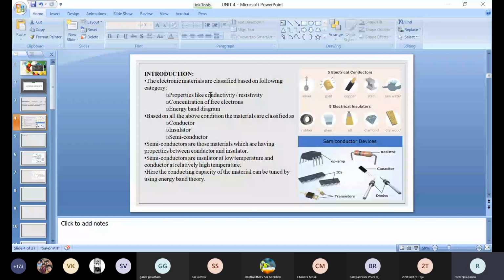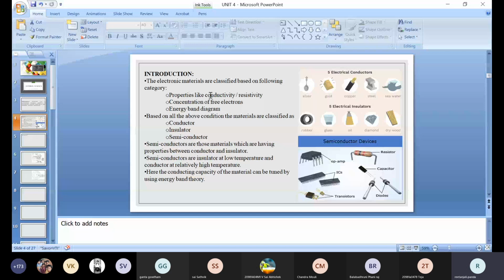That is why, even among different conducting materials, like the examples given here: silver, gold, copper, steel, seawater, or we can say also this brine solution, that is a type of electrolyte. These liquid conductors are called electrolytes. So these have different conducting capacity.